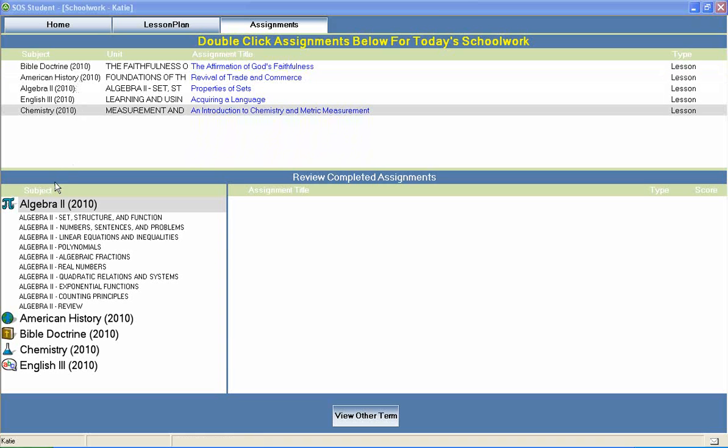Switched On Schoolhouse Algebra 2 is a high school math course which is typically included in an 11th grade course of study and includes units on set, structure, and function, linear equations and inequalities, algebraic fractions, quadratic relations and systems, counting principles, and much more.